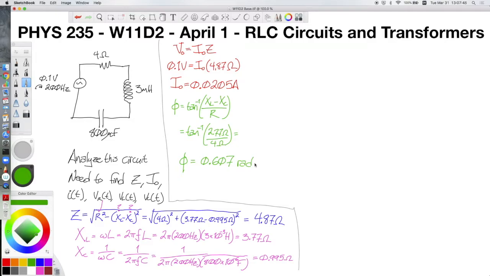So just a brief note about what it means for phi to be a positive number specifically. When phi is positive, it means that the inductive reactance is greater than the capacitive reactance, which means the battery voltage peaks before the resistor voltage. And the reverse is also true. When phi is negative, that means the inductive reactance is smaller than the capacitive reactance, and the battery voltage will peak after the resistor voltage.